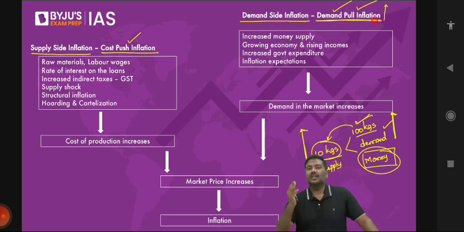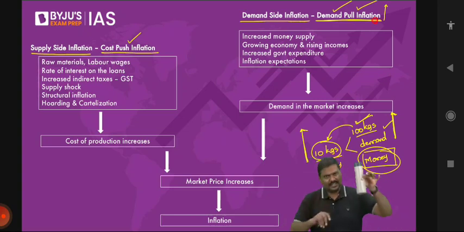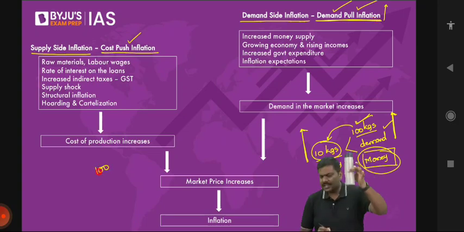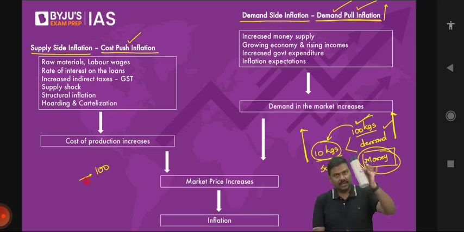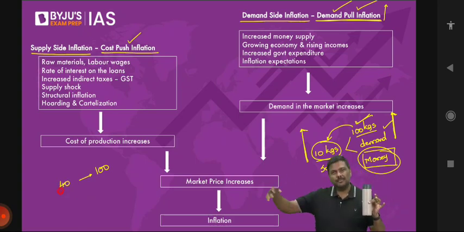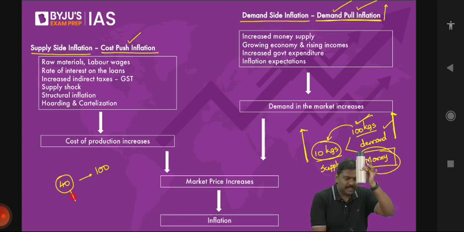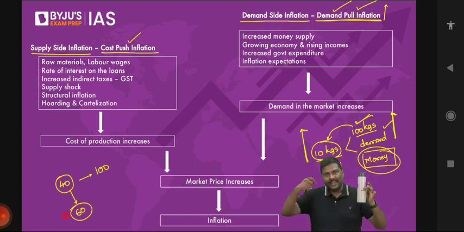This is one example. Let me come to the other side. In fact, we have discussed this also last week. Imagine you're a manufacturer. You want to sell this bottle at 100 rupees. Now, earlier you purchased, let's say, steel at 40 rupees, and including your profit, etc., you wanted to sell it at 100. Now, the price of the steel increases from 40 rupees to, let's say, 60 rupees.